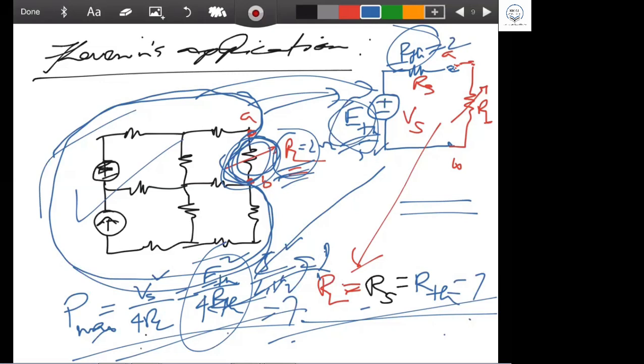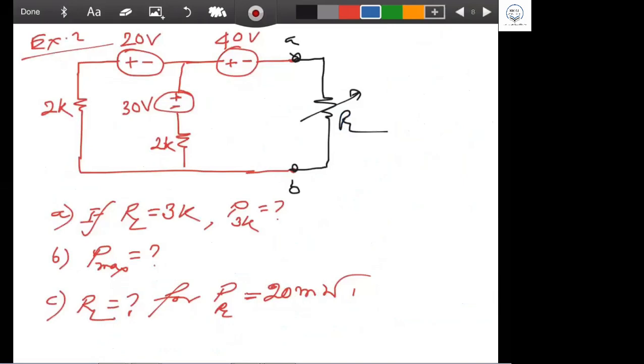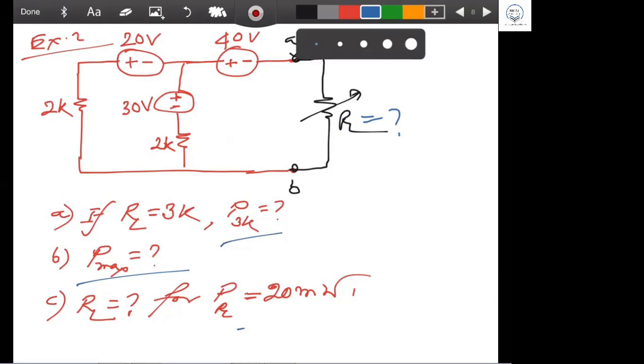Okay, now let's come back to the point. If you understand it, the problem example 2 is very similar. If you want to find what the RL value will be so that maximum power can be absorbed, or what power it takes, then for this complicated circuit you first have to apply the Thevenin equivalent. If you can find the Thevenin equivalent, then you can connect RL equal to R Thevenin. From there you can find the power max.